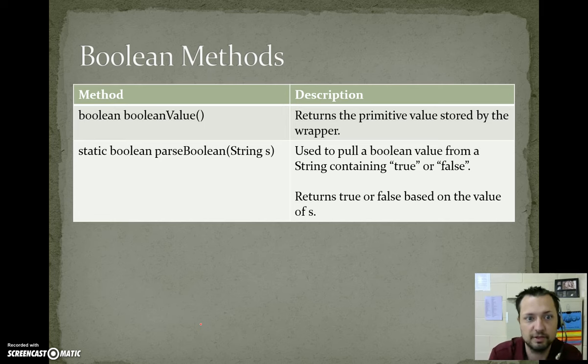Boolean methods. This is a much shorter list. booleanValue. This method returns the primitive value stored by the wrapper. We also have static boolean parseBoolean, and we send it a string. If the string contains the text true or false, it'll pull out the boolean value of that string. So if you send it the string "true", this method will return true.